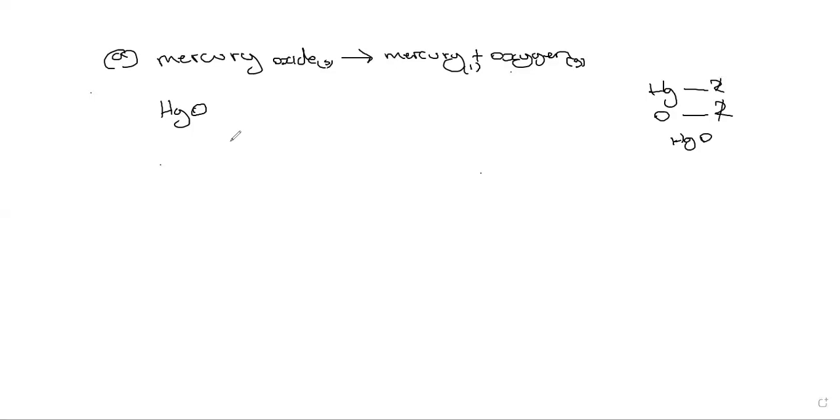All right. So here we have mercury oxide, which is a solid. Mercury oxide decomposes into liquid mercury and oxygen gas. This is the equation. Now we need to balance it.